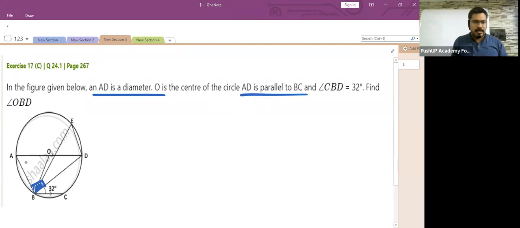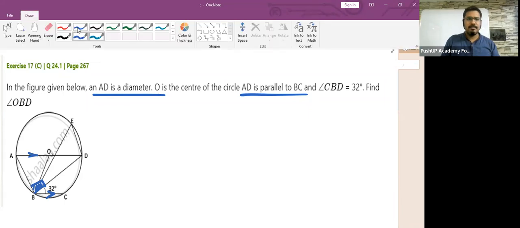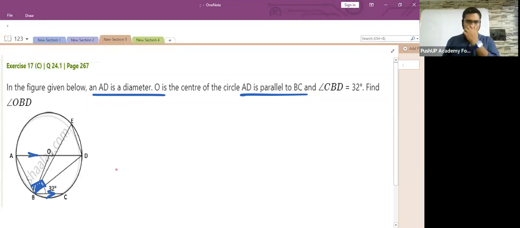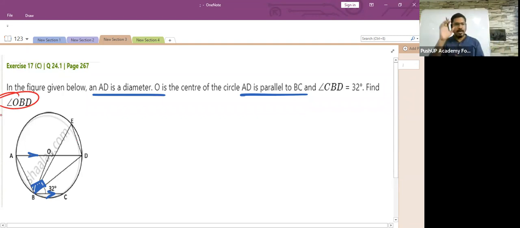All right. Then O is the center of the circle. AD is parallel to BC. Children, this line segment AD is parallel to line segment BC. Angle CBD is equal to 32. All right, that is given to us. Then they are asking us to find what is angle OBD. Only one angle you had to find, no? Angle OBD, 32 only.